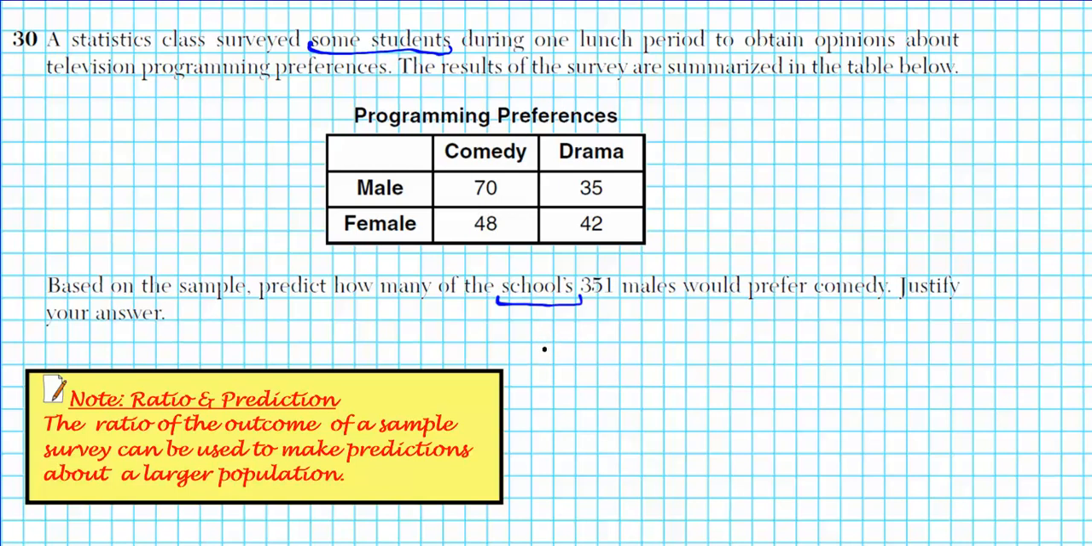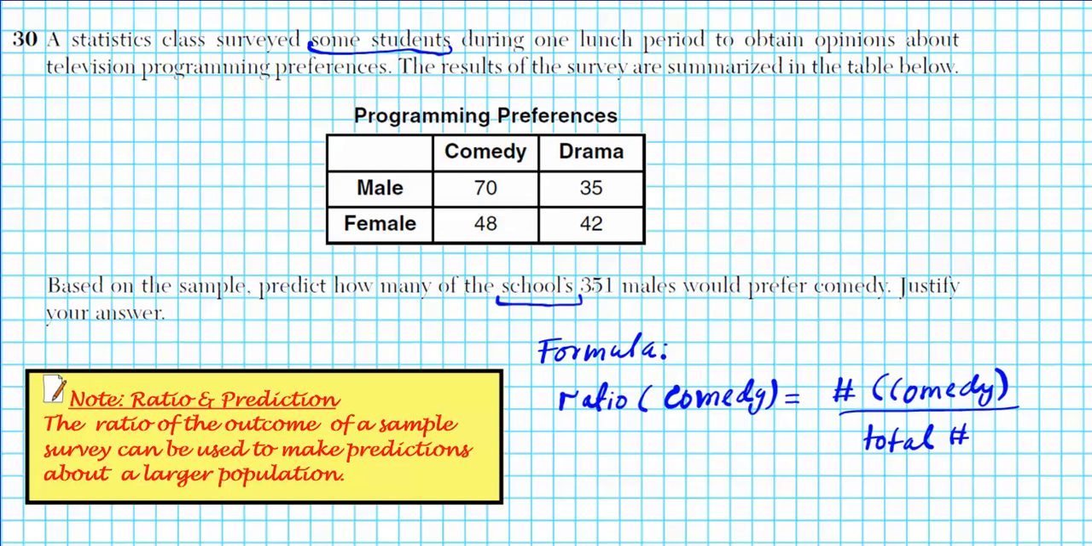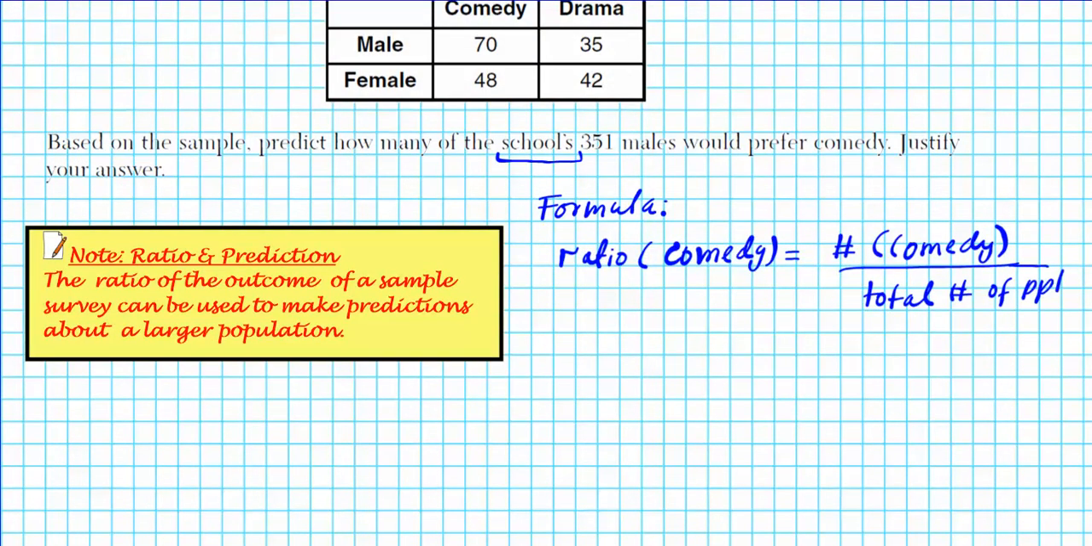Okay, so the ratio, let's write this down, formula. So the ratio of people that prefer comedy is simply the number of people that prefer comedy divided by the total number of people. Okay, so that's the formula we're going to be using to guide our problem solving process. We're going to be using this equation twice. We're going to use the results from the first equation to solve the second one. Okay, so keeping this formula in mind, let's take a look at the experiment.